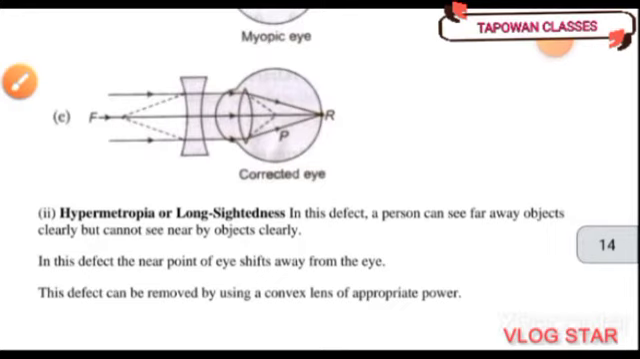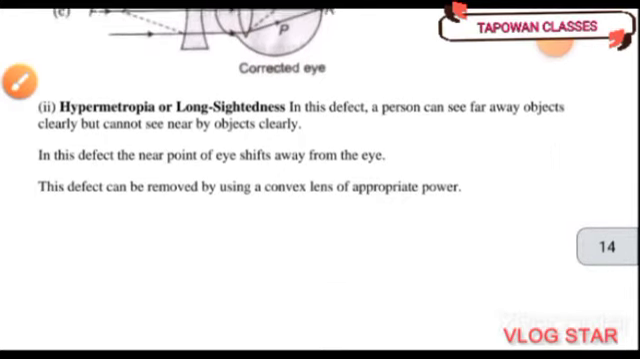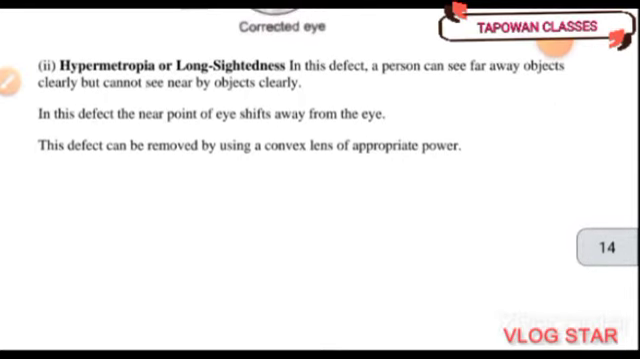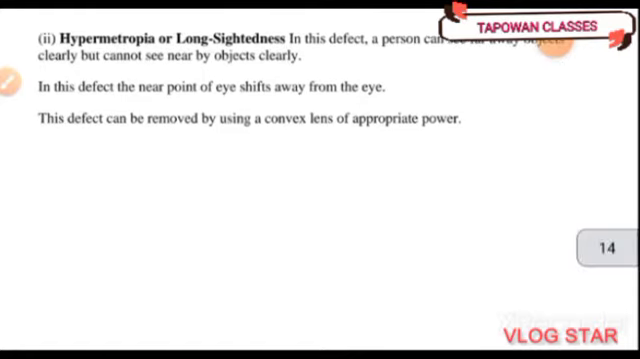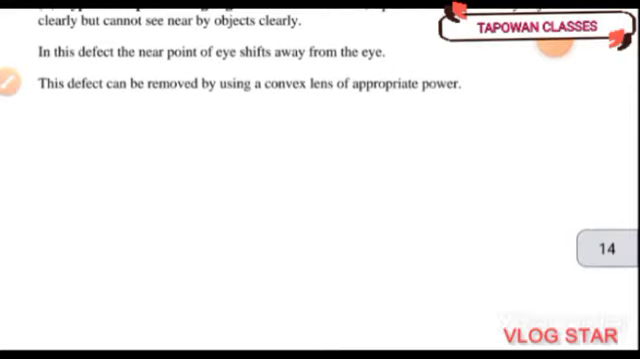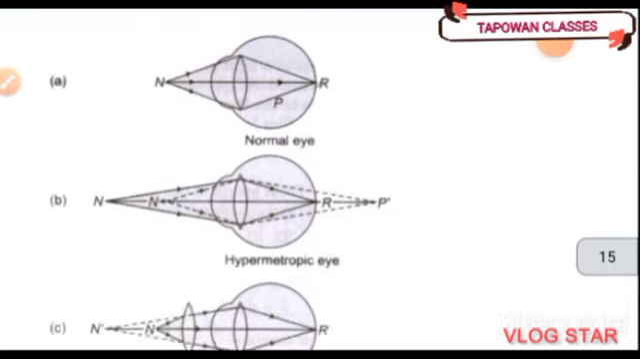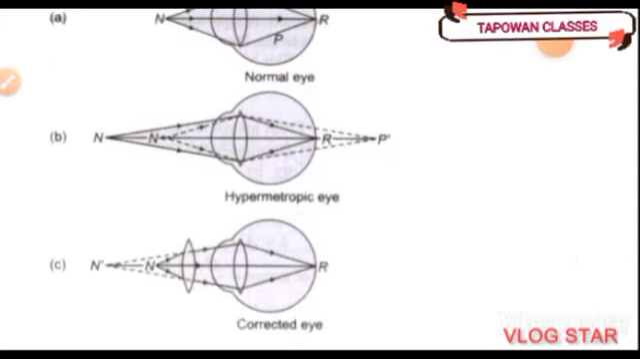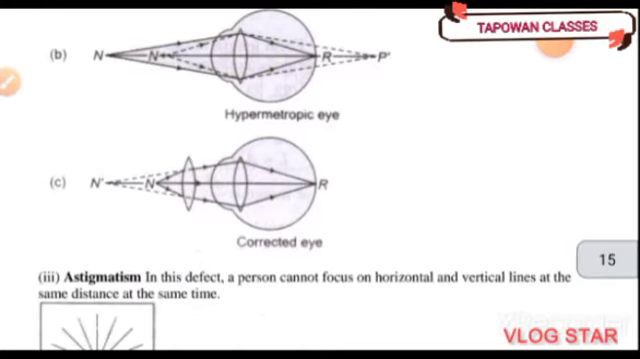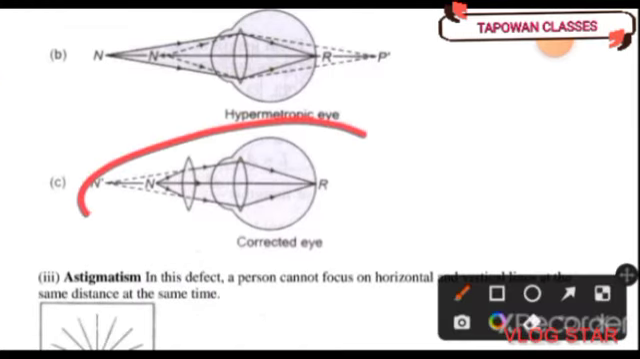Now hypermetropia, or long-sightedness. In this defect a person can see far away objects clearly but cannot see nearby objects. In this defect the near point of the eye shifts away from the eye, and this defect can be removed by using a convex lens of appropriate power. So this is the diagram: the normal eye, and the hypermetropic eye, which shows the defect of vision, and after correction it becomes like that.